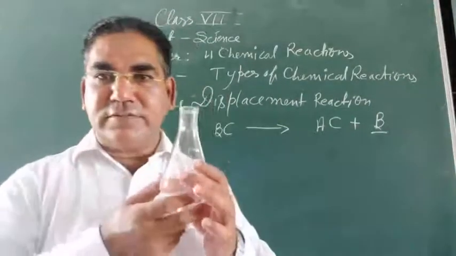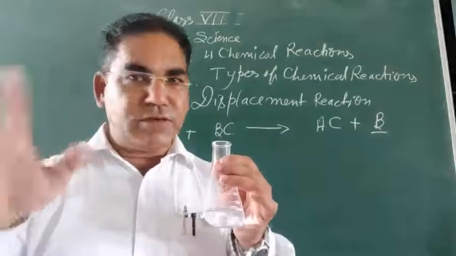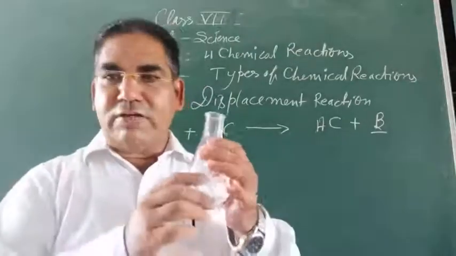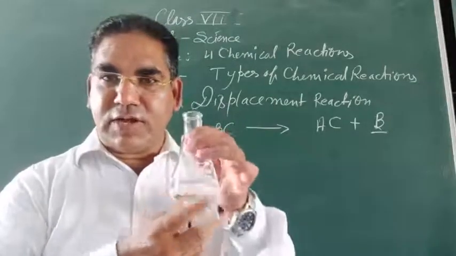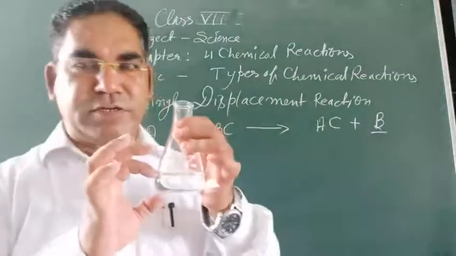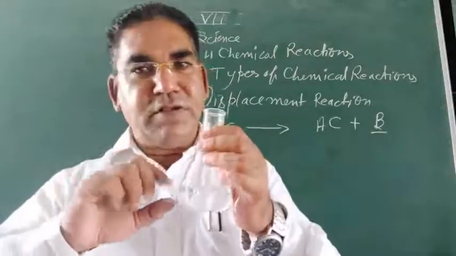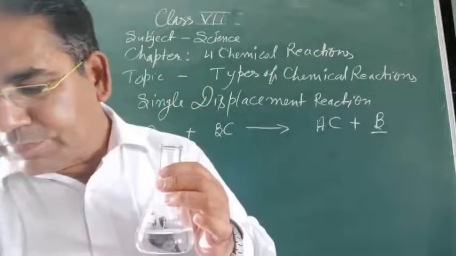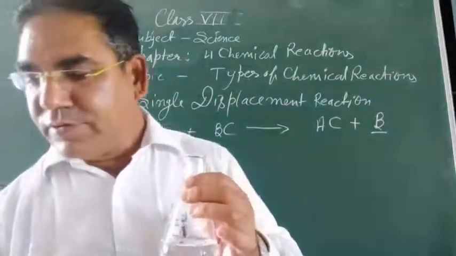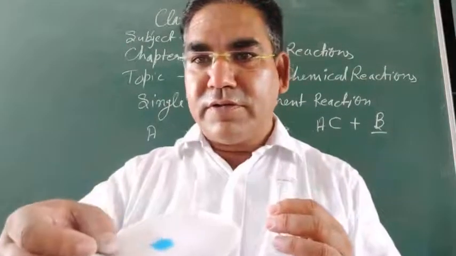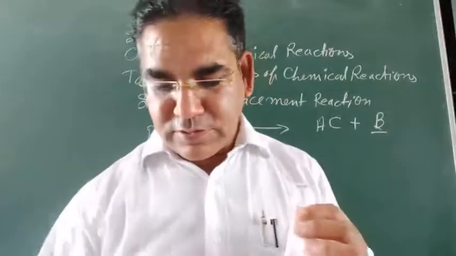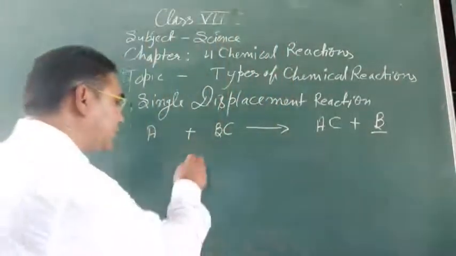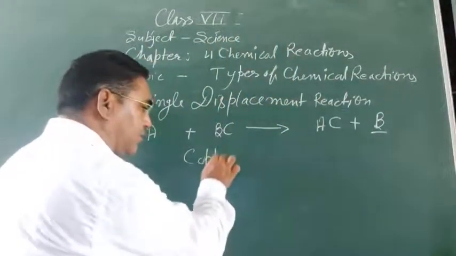I have taken one activity given in your book. I have taken this flask and put some water in it. Now this is blue color. This is copper sulfate. What is the name of this one? Copper sulfate.